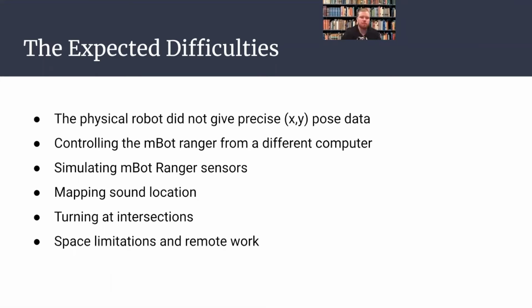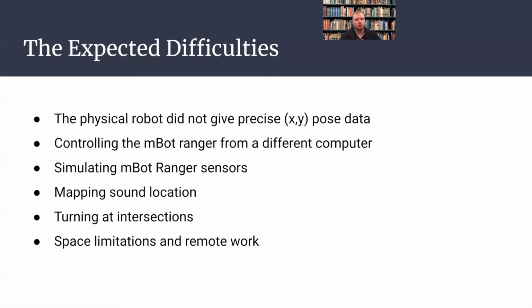So we knew some difficulties coming in. The physical robot didn't have XY pose data like we had in sim, so we were either going to have to create that or work around it. We were going to have to control the Ranger from a different computer. This was discussed in class, and we'll talk about this later.